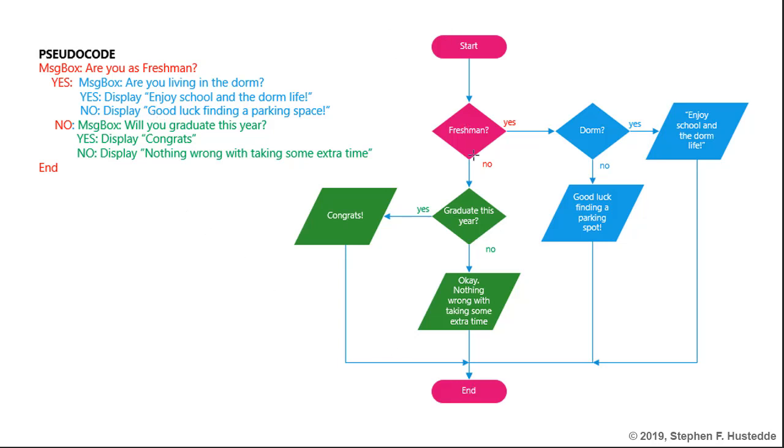So if they say no to being a freshman, then we're going to ask them, will you graduate this year? And if they say yes, we'll give them a congratulations message. If they say no, then we'll give another message that says, okay, nothing wrong with taking some extra time. So all 4 of these routes end up in the same spot. And again, there may be some common code that takes place before we hit the end. Let's go to Visual Studio and code this.